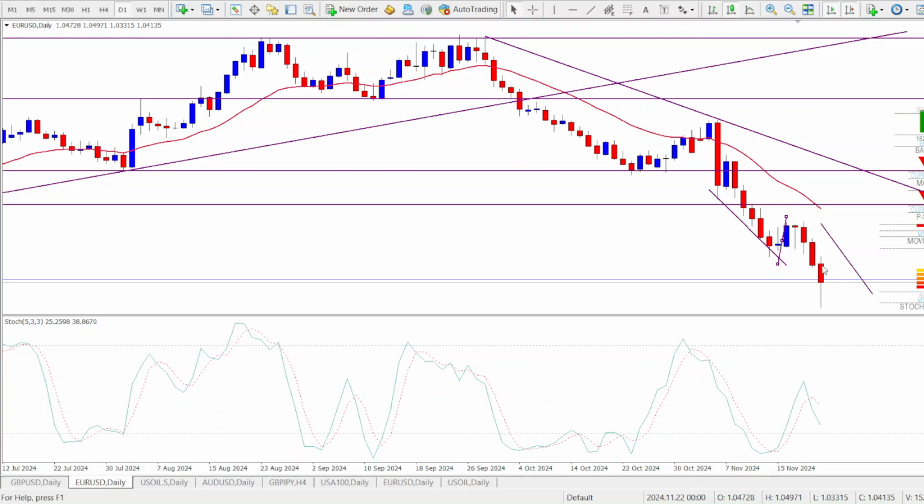So currently Euro USD is in a bearish trend. So ideally you should be looking for sell opportunities. And always make sure you use good risk to reward ratios. Do not trade more than you can afford. Do not trade in amounts that you cannot afford to lose. Do not trade with more than 2% of your capital in one single trade.